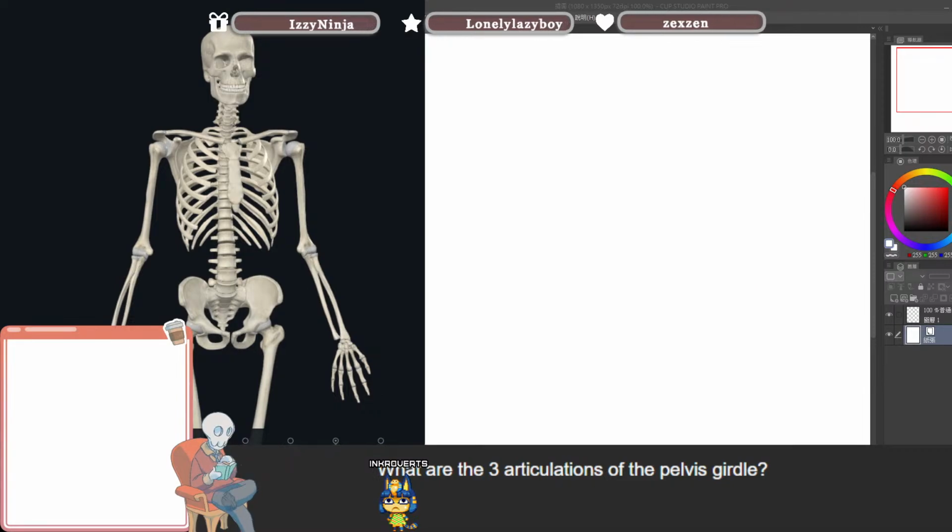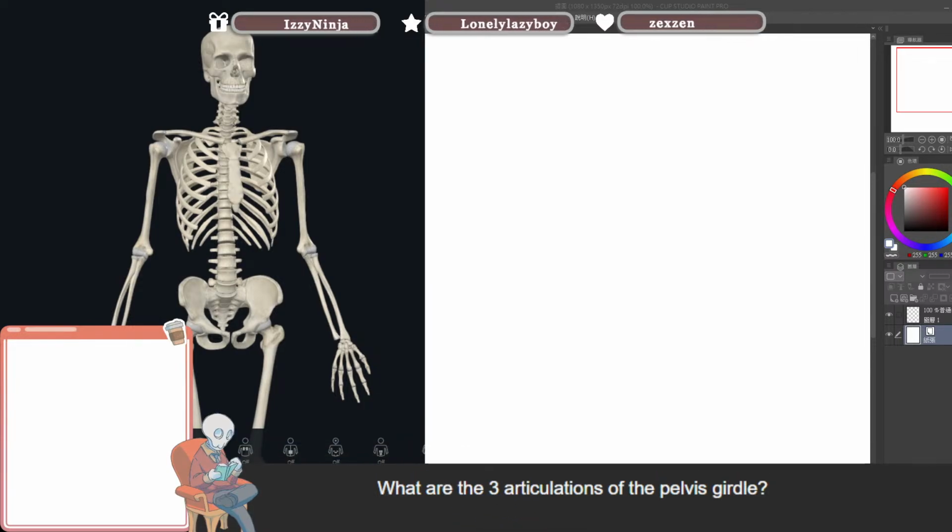Okay, what are the... oh, seems like the avatar down there is distracting? Not sure. Actually it is. I'll just get it out of the way. Alright. Now that it's gone, I can see the question fully. What are the 3 articulations of the pelvic girdle?